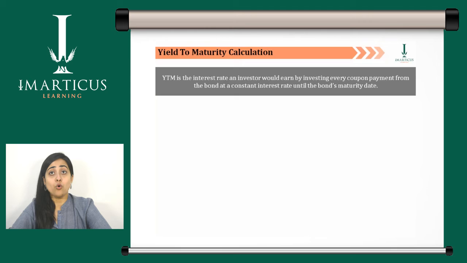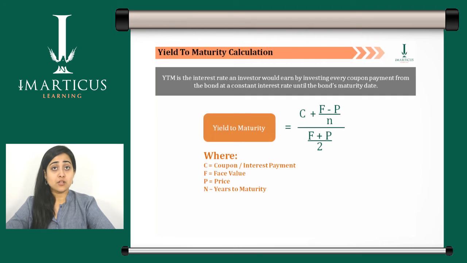The present value of all these future cash flows is equal to the bond's market price. The yield to maturity is calculated using a formula which is shown on screen. It is calculated as coupon plus the face value minus the price divided by years to maturity. This is again divided by face value plus price upon 2.